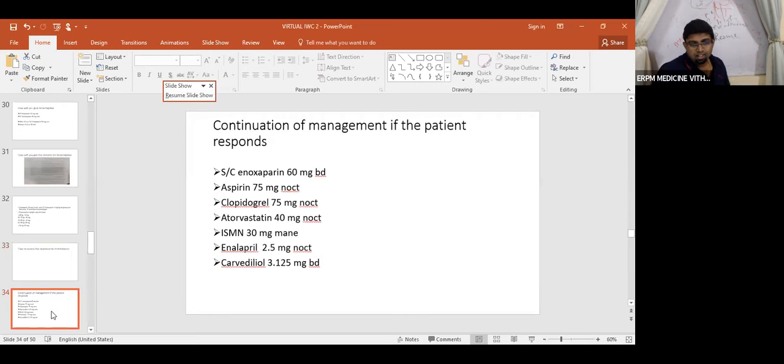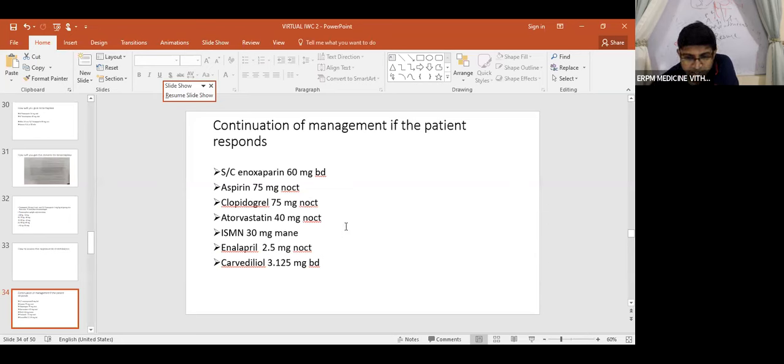These are the drugs we are continuing later, if the patient responds. We are giving subcutaneous enoxaparin, 60 milligram BD, which means twice a day. We'll give it for at least 5 days.